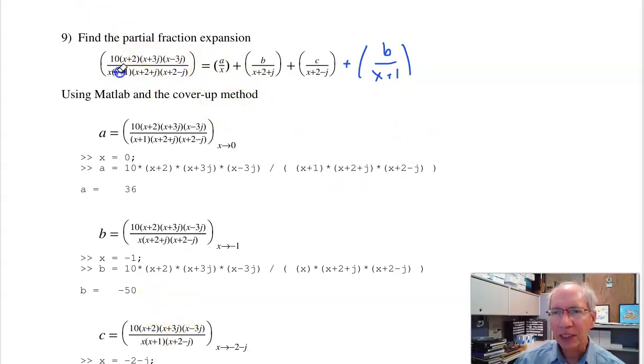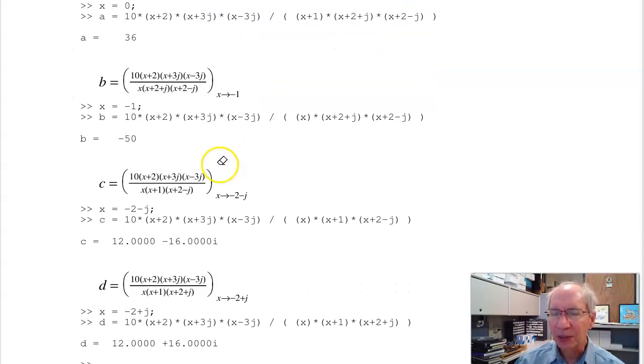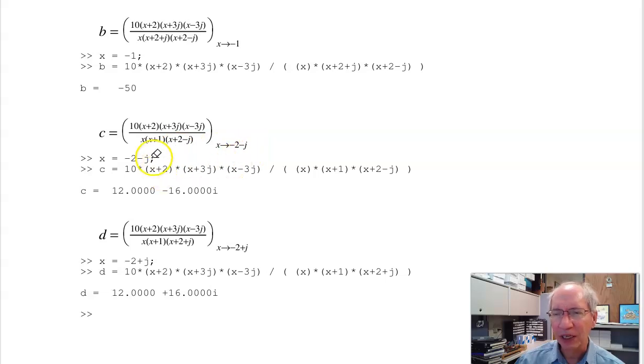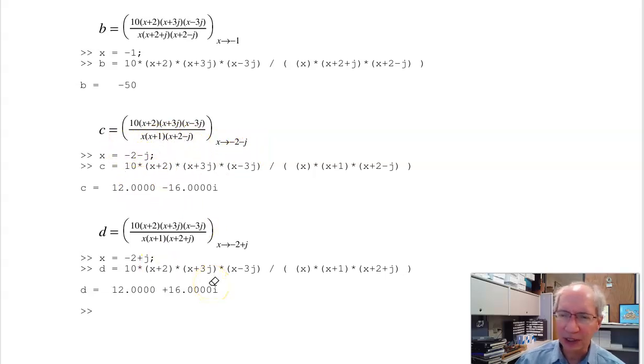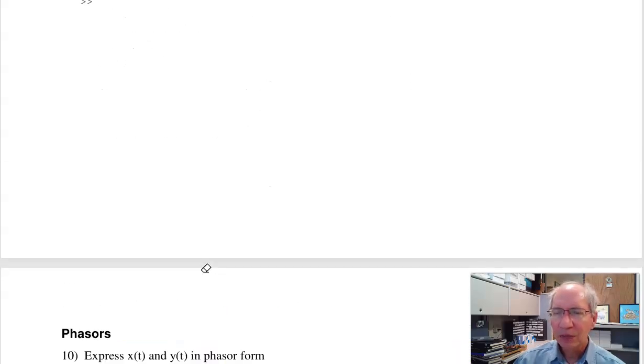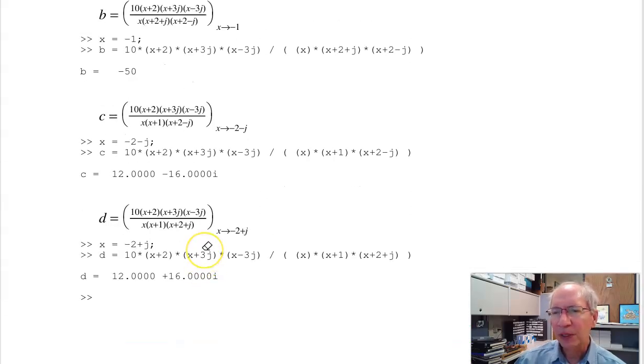Likewise for C and D, these will be complex numbers. If your calculator doesn't mind complex numbers like MATLAB, you don't care. Using the cover-up method, here's C, here's D. So when I'm done, that's the partial fraction expansion.